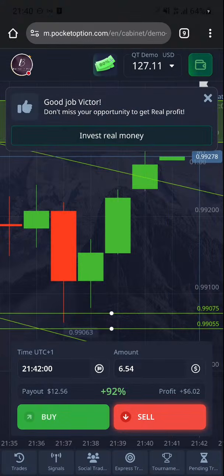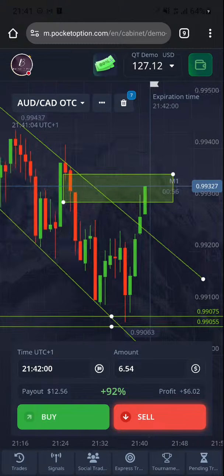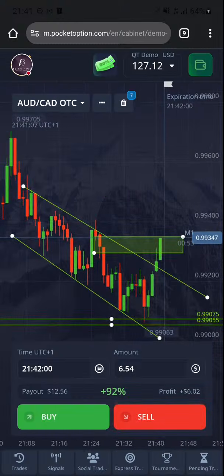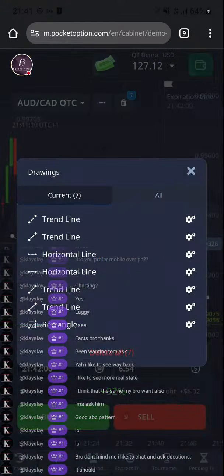Oh, okay. It didn't give us that red candle. You know what? I'm not going to take another trade because this one may be a liquidity sweep to the upside. So I won't take another one. It should actually give us a red candle. I was expecting it to.